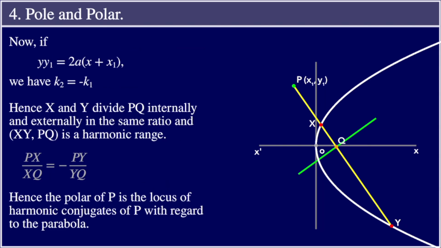whose roots k₁ and k₂ are the position ratios of X and Y. Now, if y₁y = 2a(x + x₁), we have k₂ = −k₁. Hence, X and Y divide PQ internally and externally in the same ratio, and XY, PQ is a harmonic range. Hence, the polar of P is the locus of harmonic conjugates of P with regard to the parabola.